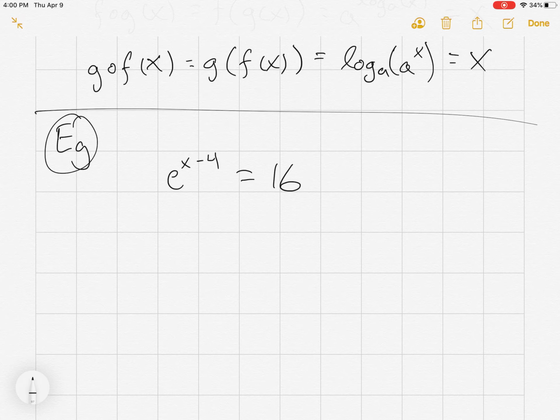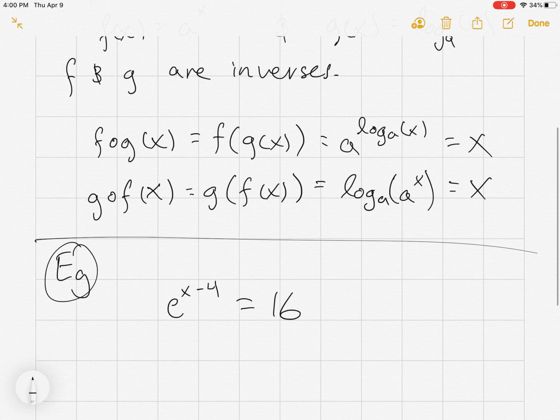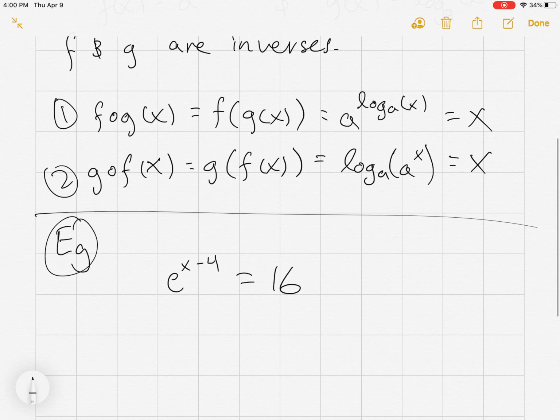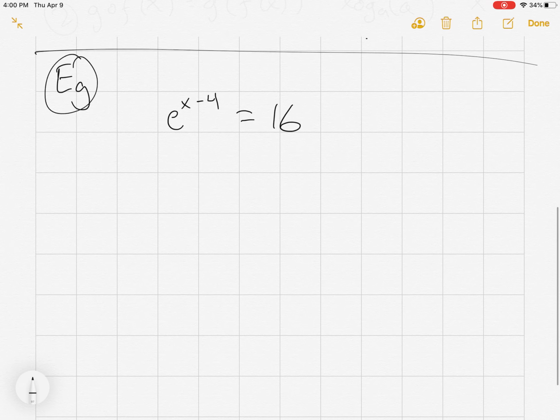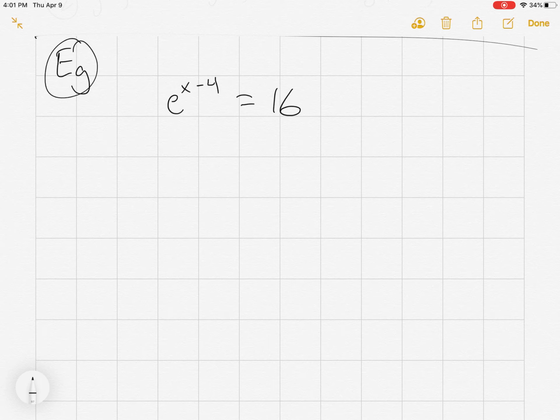So the first thing that we're going to do is apply this second rule that we were talking about. If we take log base a of a to the x, it's just going to be equal to x. So in this case, our base is e, so we're going to take the natural log of both sides of our equation. So we're taking the natural log of e to the x minus 4. It's going to equal the natural log of 16.